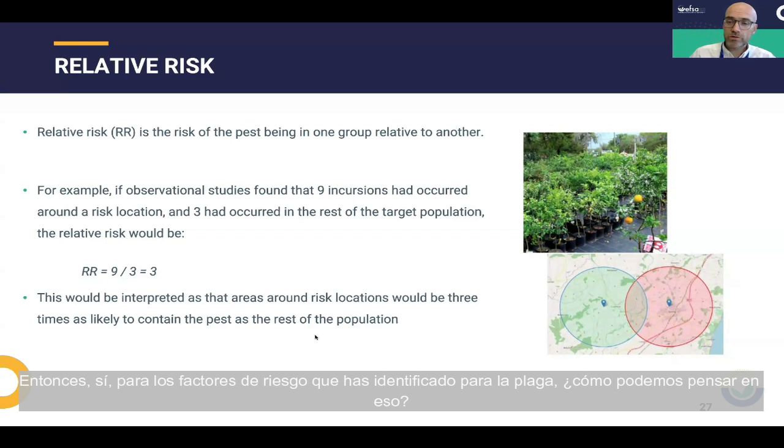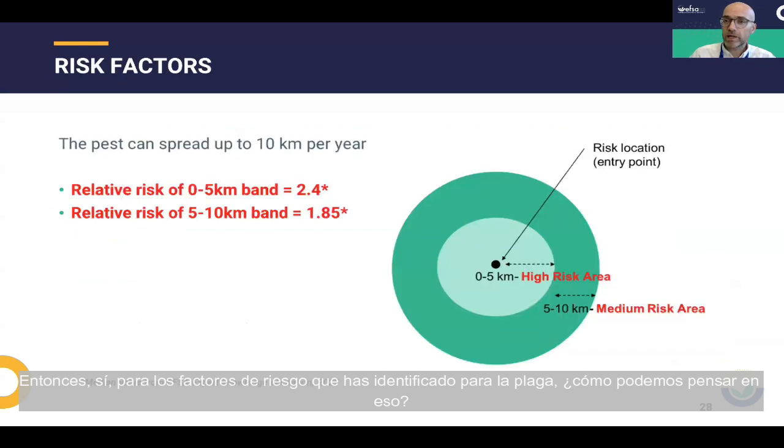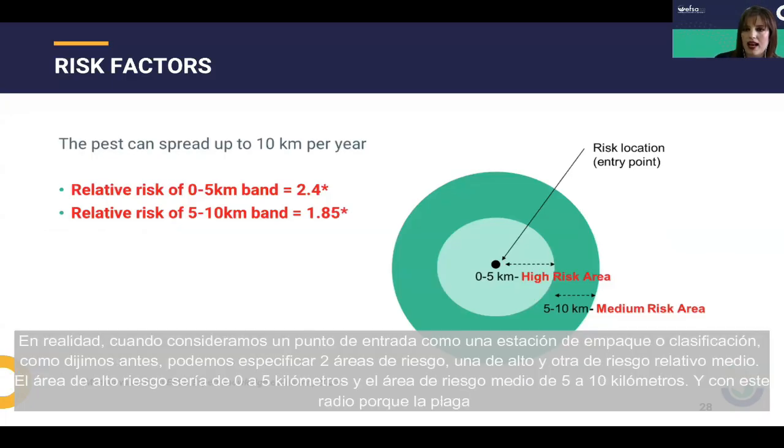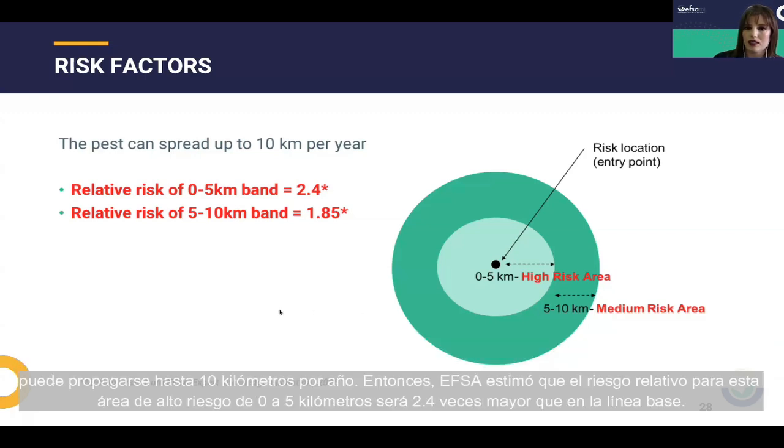So yeah, for the risk factors that you've identified for the pest, how can we think about that? Actually, when we consider an entry point, such as a packing or sorting station, as we said before, we can specify two risk areas, one with a high and one with a medium relative risk. The high risk area would be from 0 to 5 kilometers, and the medium risk area from 5 to 10 kilometers. And we choose this radius because the pest can spread up to 10 kilometers per year.